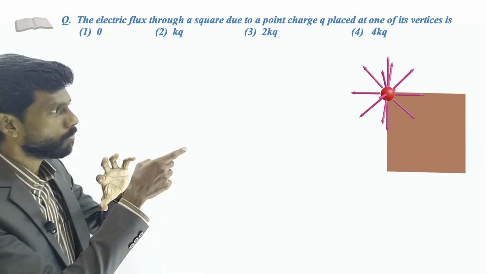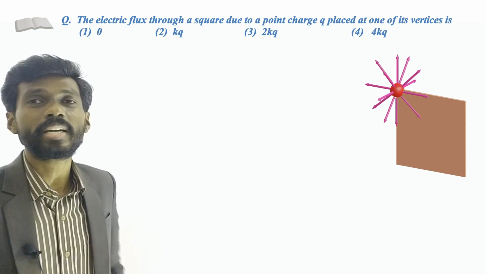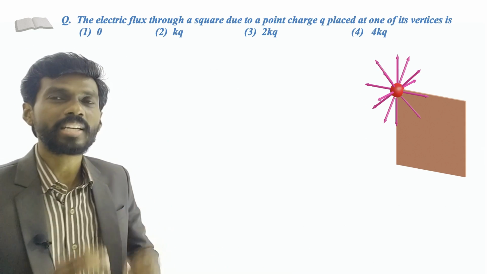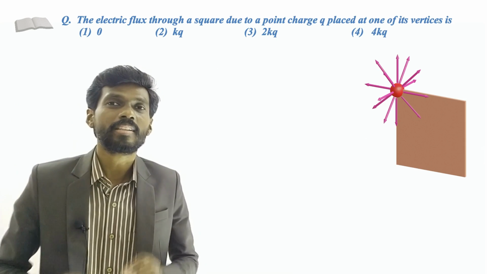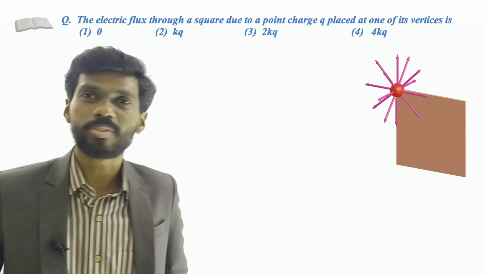If you take a different view, these electric lines do not pass through that area. So what is the conclusion? No electric field lines pass through that area. So that means the total electric flux is 0. That's all. So that is the answer.